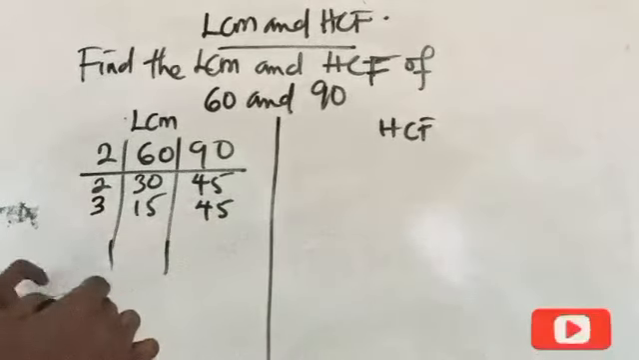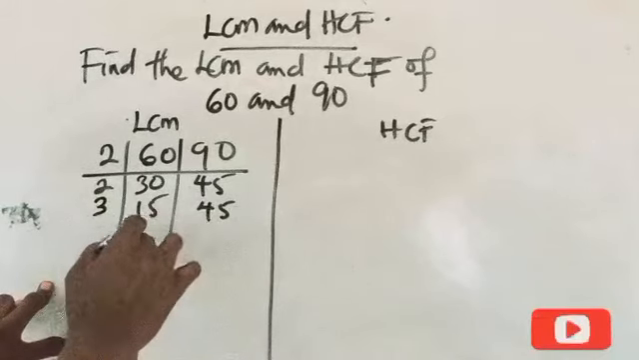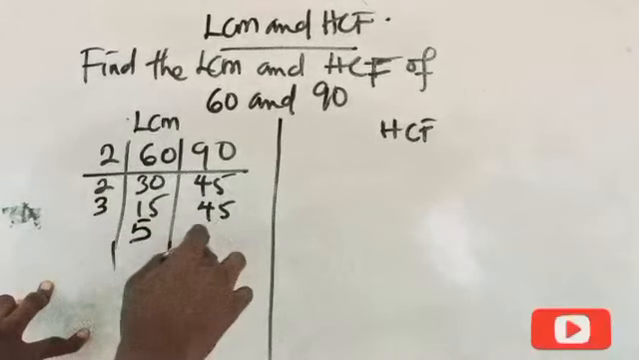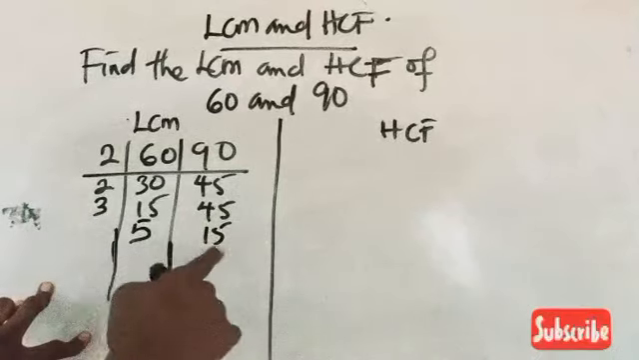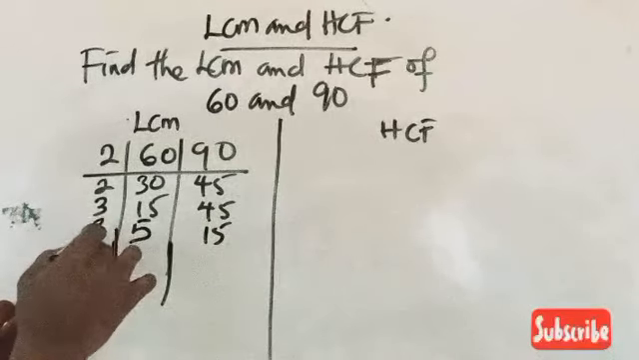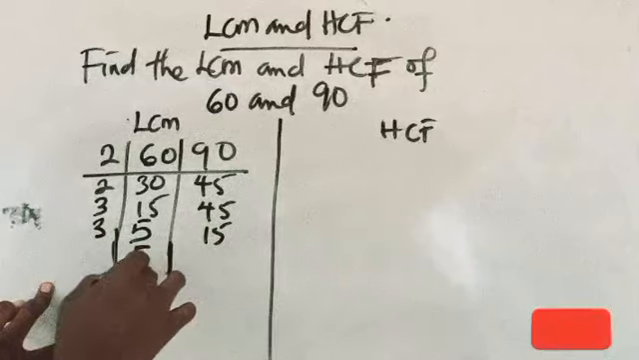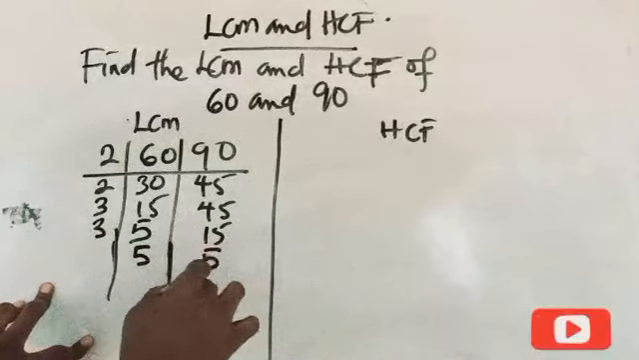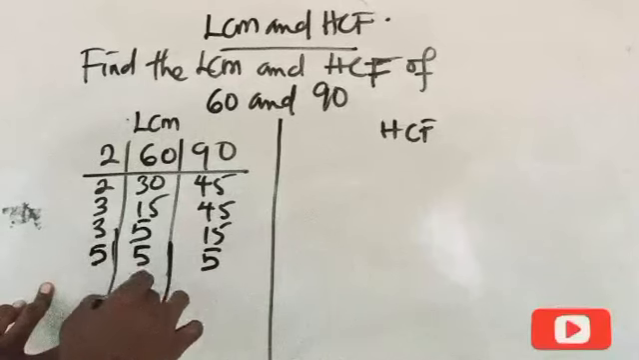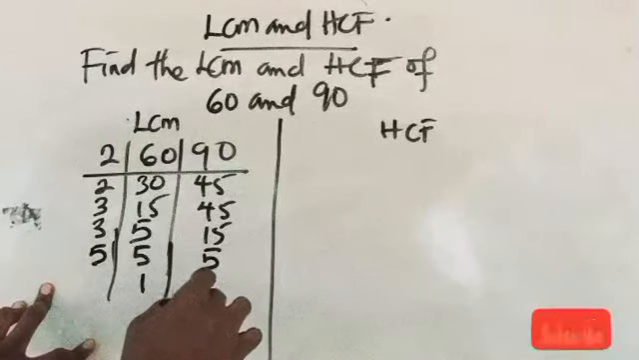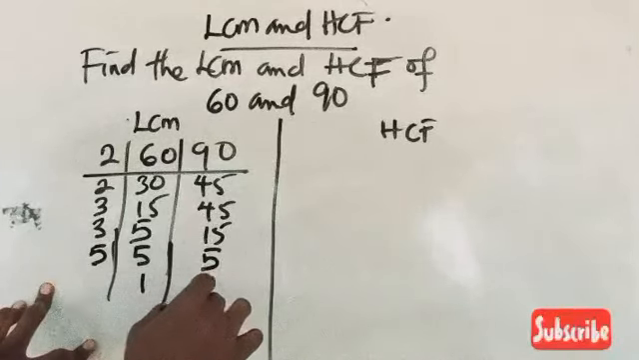But now 2 cannot divide 15, 2 cannot divide 45. I'll write my 3. 3 can divide 15 to give me 5, and when 3 divides 45, it will give me 15. Normally 3 cannot divide 5, but because of this 15, I will still write my 3. So 5 and 5, I'll write my 5. 5 divides 5, and 5 divides 5, which is 1.